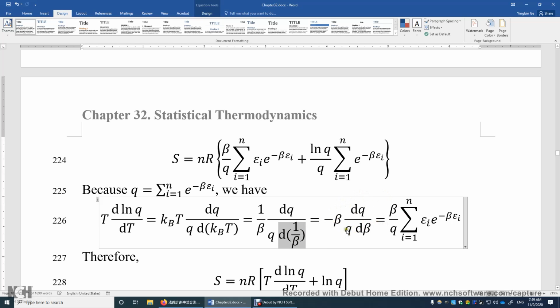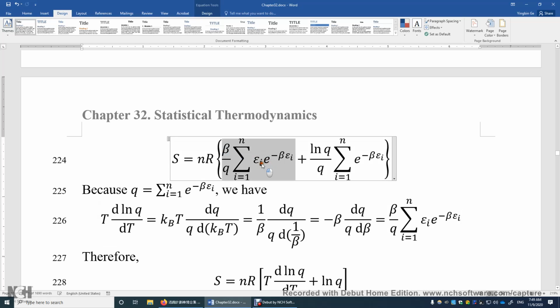You have this formula here, and then you can see dQ over d beta. What's dQ over d beta? dQ over d beta is the sum of negative epsilon i times e to the power of negative beta epsilon i. Therefore, you get another negative sign when you take the derivative of Q with respect to beta, and that negative sign and this negative sign cancel. So this is our final expression for T times d ln Q over dT. This part is the same as this part, so this part is simply T times d ln Q over dT, and this part is simply ln Q.